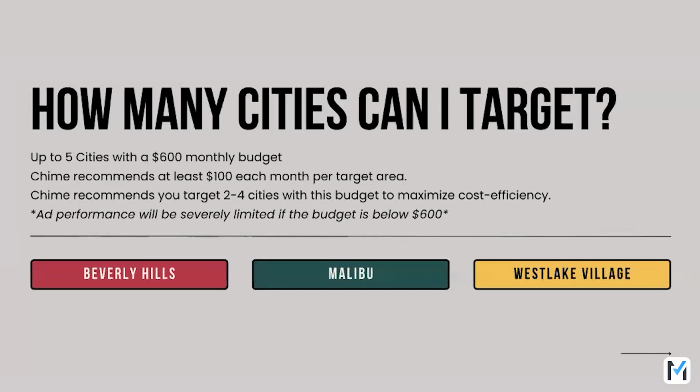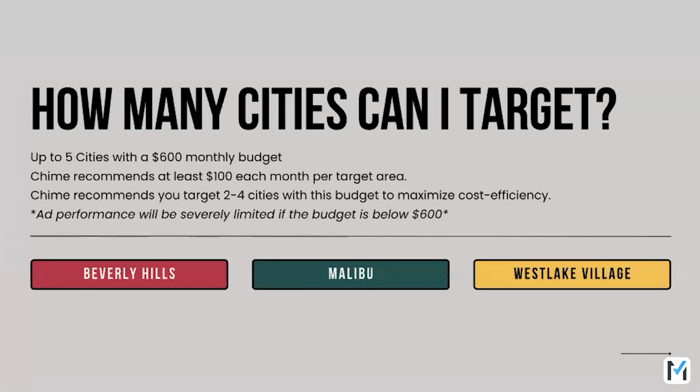So, how many cities can you target? You can target up to 5 cities with a $600 monthly budget. But Chime does recommend that you stick to 2 to 4 cities with this budget to maximize cost efficiency. Ad performance will be severely limited if the budget is below $600. So they've really figured out the right minimum budget to provide you success. For each target area, you will want to budget at least $100 each month to be able to generate leads there.